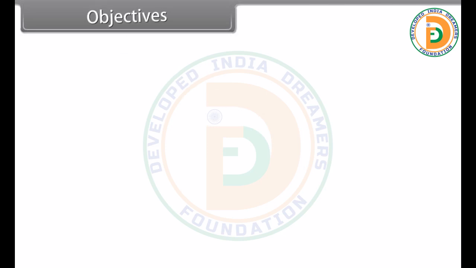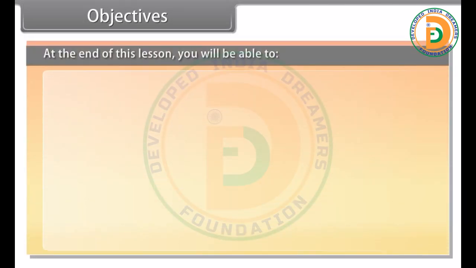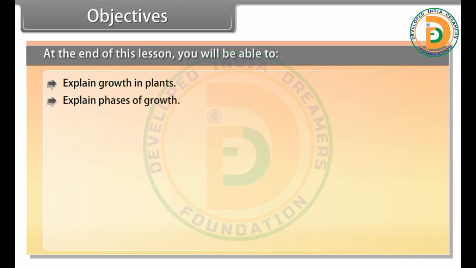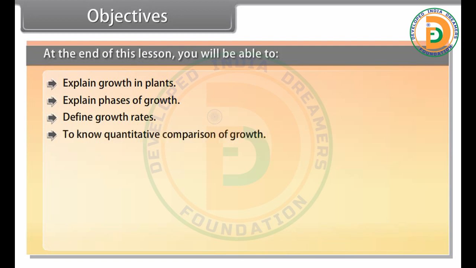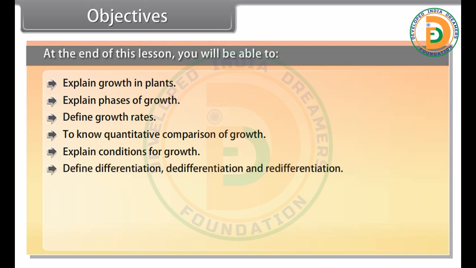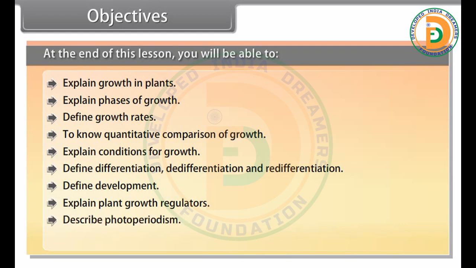Objectives. At the end of this lesson, you will be able to explain growth in plants, explain phases of growth, define growth rates, to know quantitative comparison of growth, explain conditions for growth, define differentiation, dedifferentiation, and redifferentiation. Define development, explain plant growth regulators, describe photoperiodism, describe vernalization.